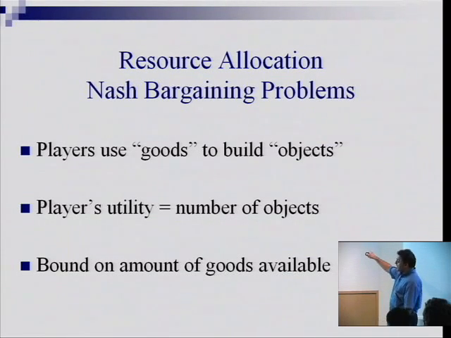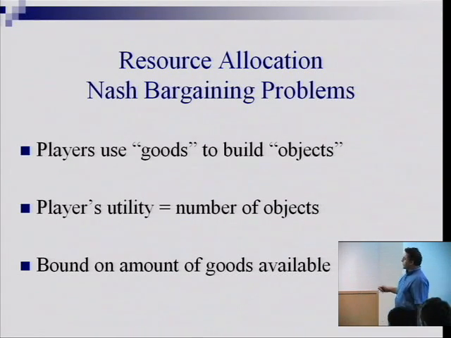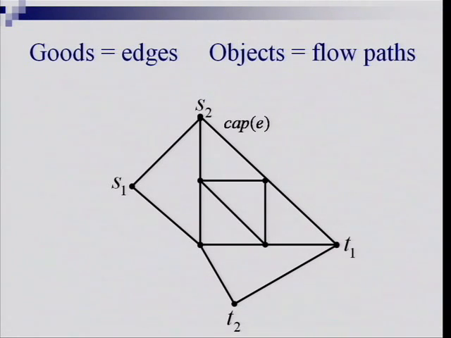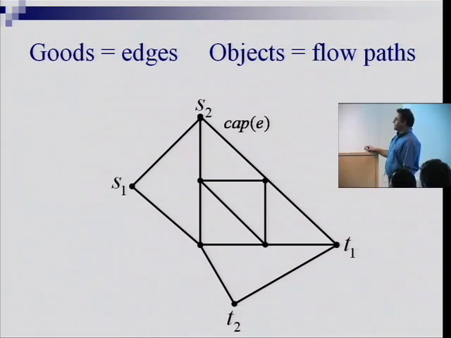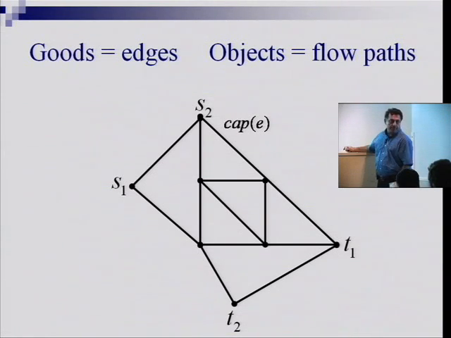So I defined this subclass, resource allocation Nash bargaining problems, inside linear Nash bargaining, where players use goods to build objects, and a player's utility is just the number of objects he builds. For instance, in this situation, we have a network with capacities on edges, and let's say 2 players. S1, T1 is one player, and S2, T2 is another player. Both want to get as much flow as possible. So you want to route as much flow from S1 to T1 as possible, and as much flow from S2 to T2 as possible. But then, of course, there are capacities on the edges.